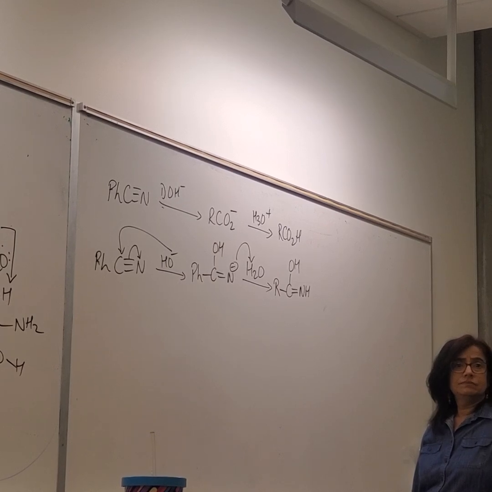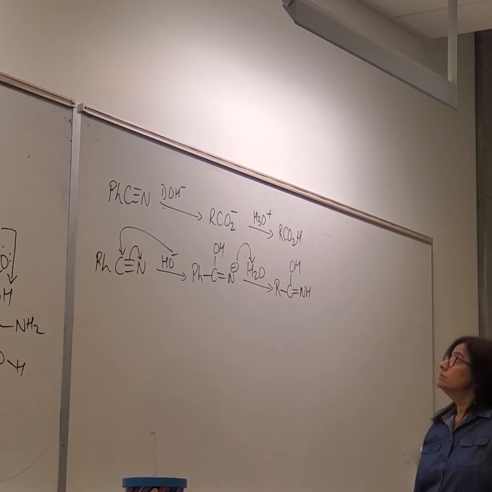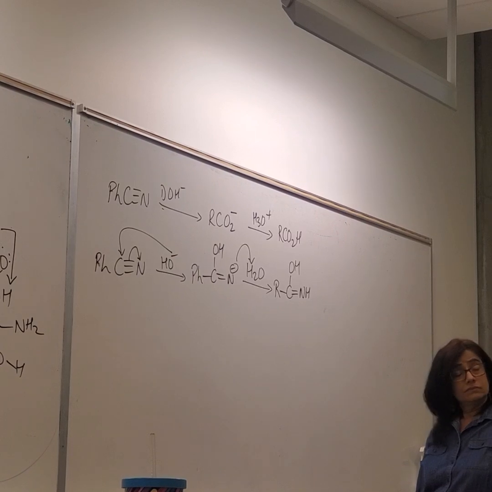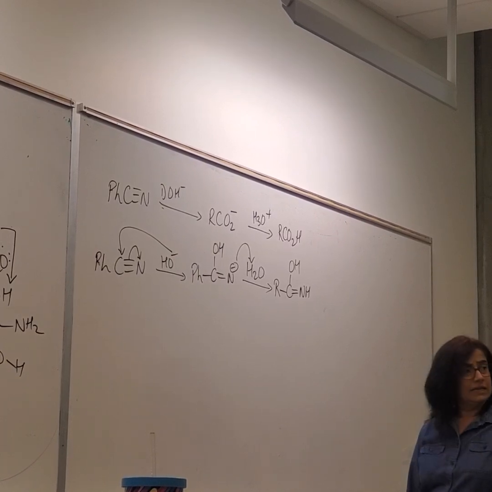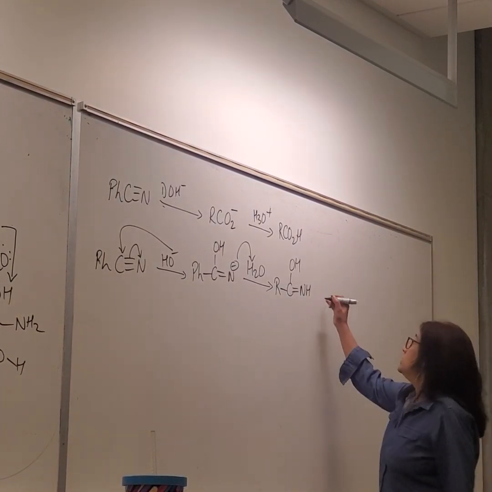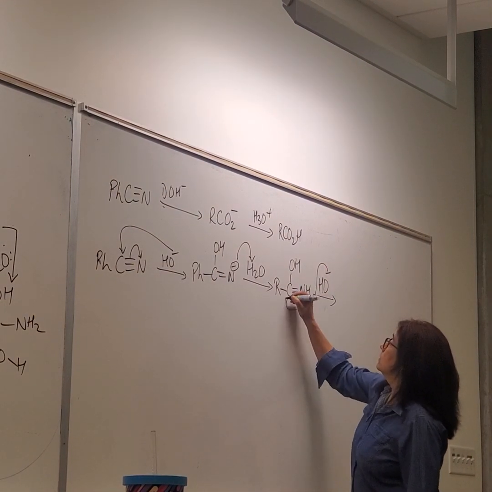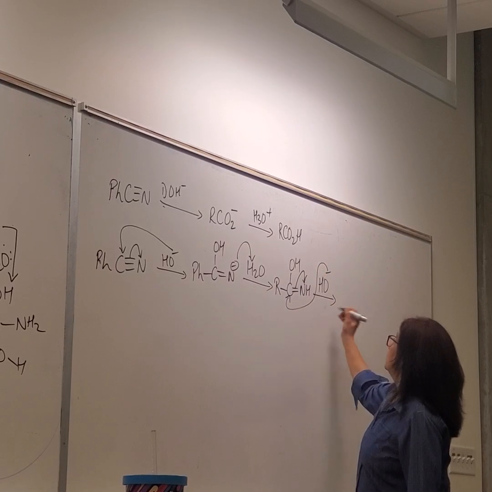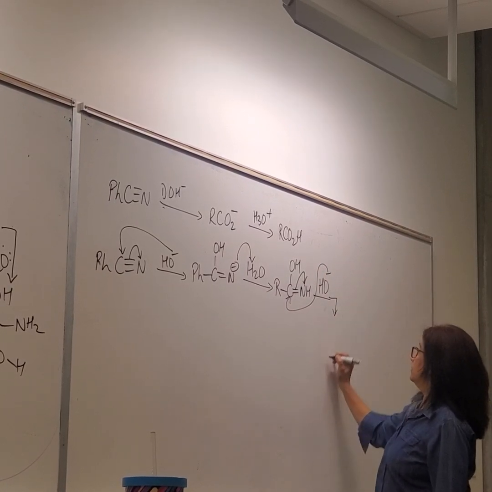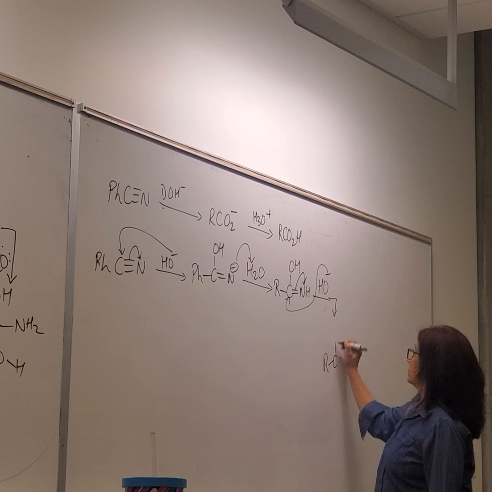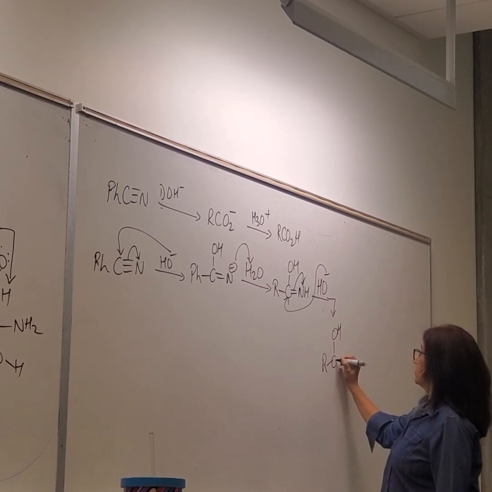Okay. And if you have a track, who's attacking? Hydroxide. Another attack by hydroxide. And what's the next step? Water again to protonate the NH.